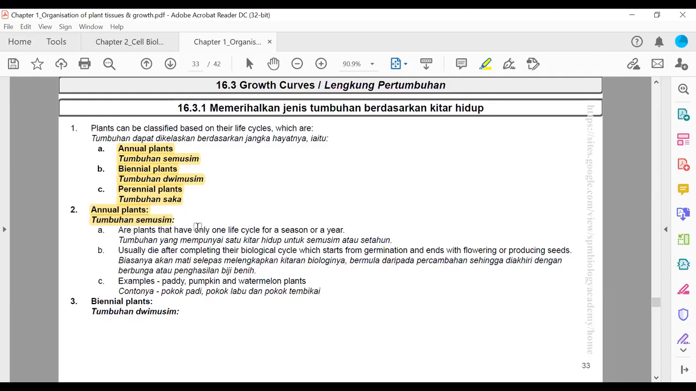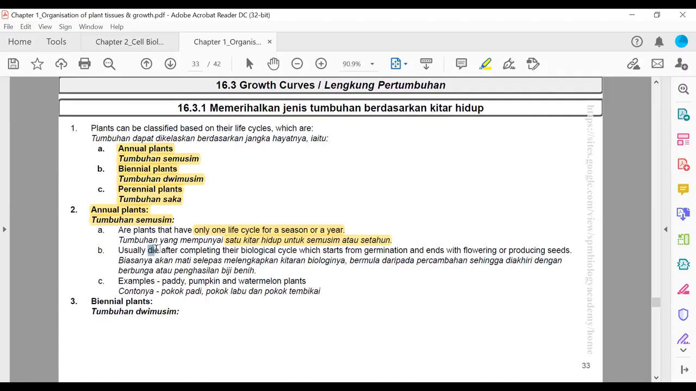Are plants that have only one life cycle for a season or a year. Tumbuhan yang mempunyai satu kitar hidup sahaja untuk semusim atau untuk setahun. So they only have one life cycle. Life cycle means starting from germinating, they grow bigger, produce flower, produce fruit. That is one life cycle. So their life cycle is only for one season or they can live for only 1 year. After that, they die. So very short term they live.